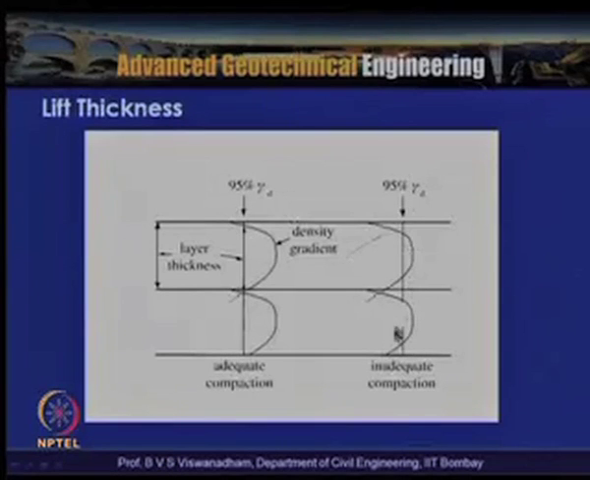If this is the 95% compaction which is required, then this particular zone shows that the lift thickness is such that it has inadequate compaction. But if you have a lift thickness such that 95% compaction is achieved, then this is preferred here. This is with adequate compaction and this is with inadequate compaction.